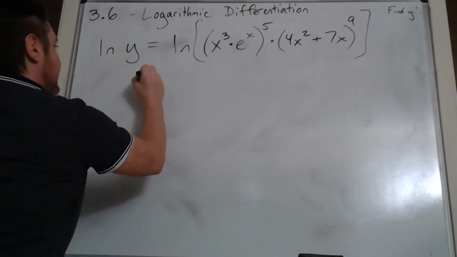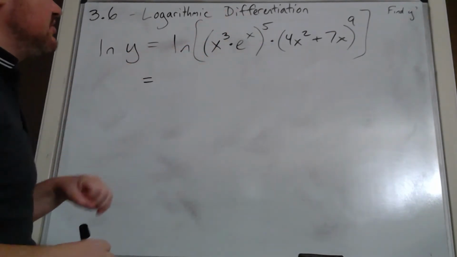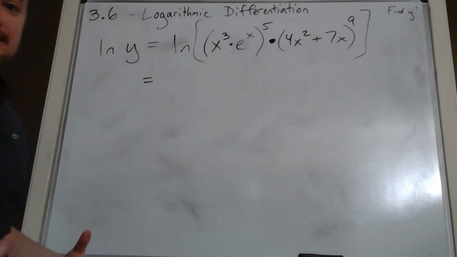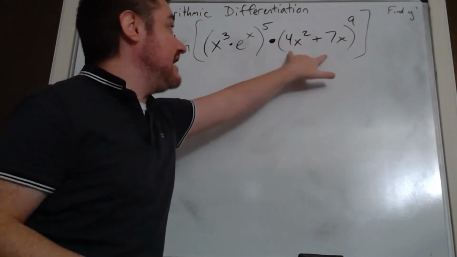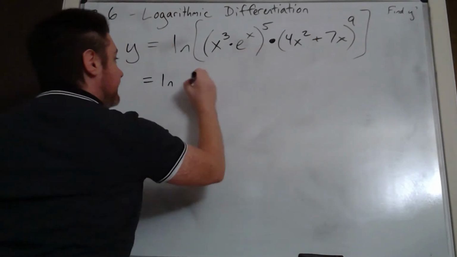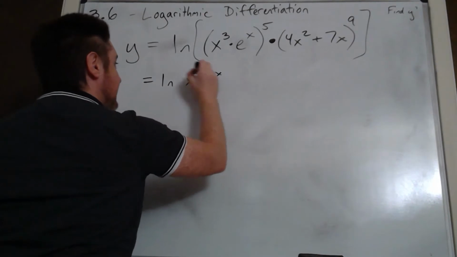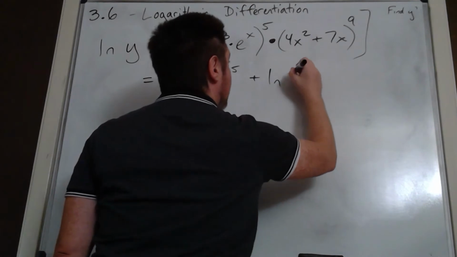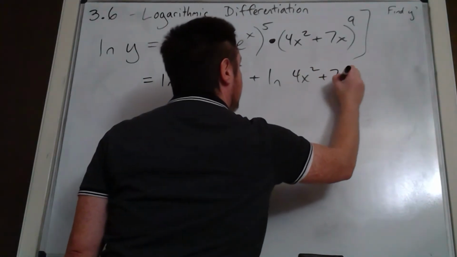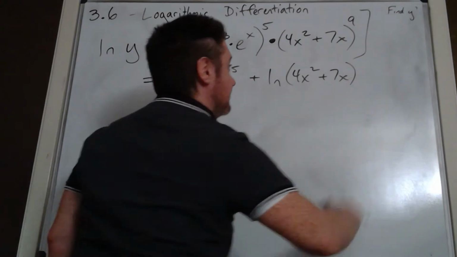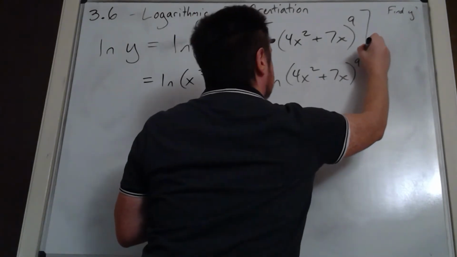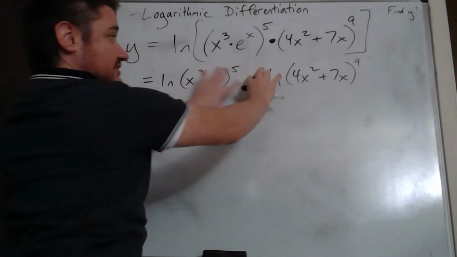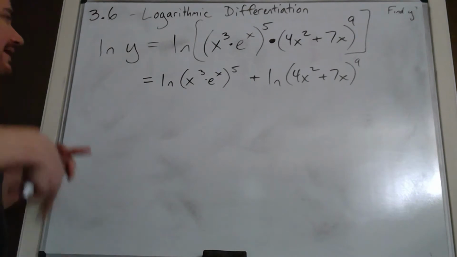So natural log of y is equal to, I'm just going to convert the right-hand side as much as I can. So first of all, I've got the natural log of a product. Right, so I'm going to break these up step by step. I've got natural log of this thing times that thing. So that can become natural log of the first, x cubed times e to the x to the fifth, plus natural log of the second piece, 4x squared plus 7x to the ninth. All right, no big deal. Just log of a product equals the sum of two logs. There we go. What can I do next?